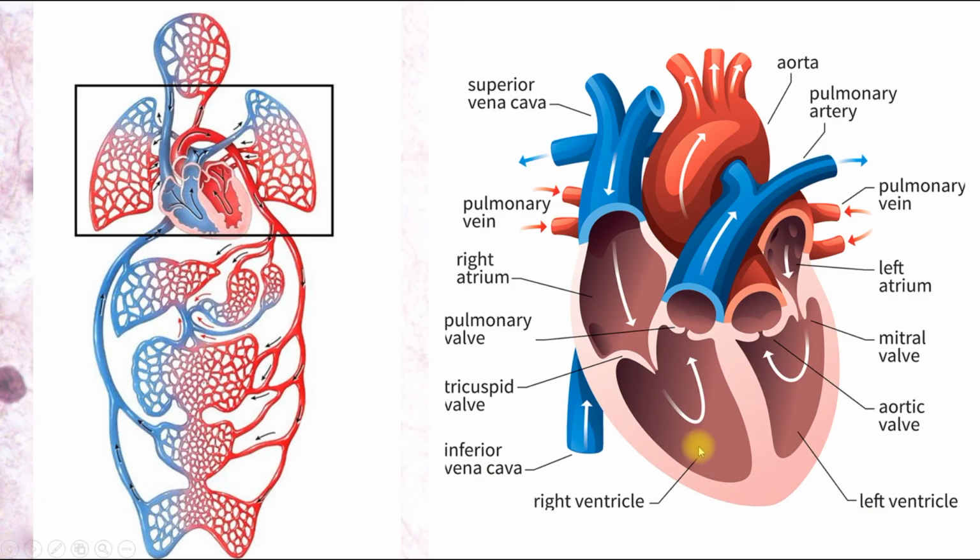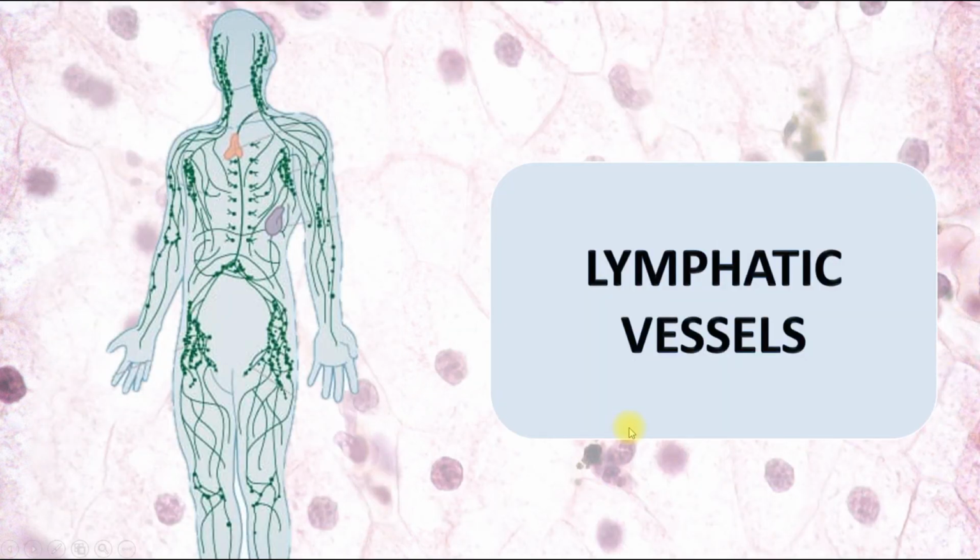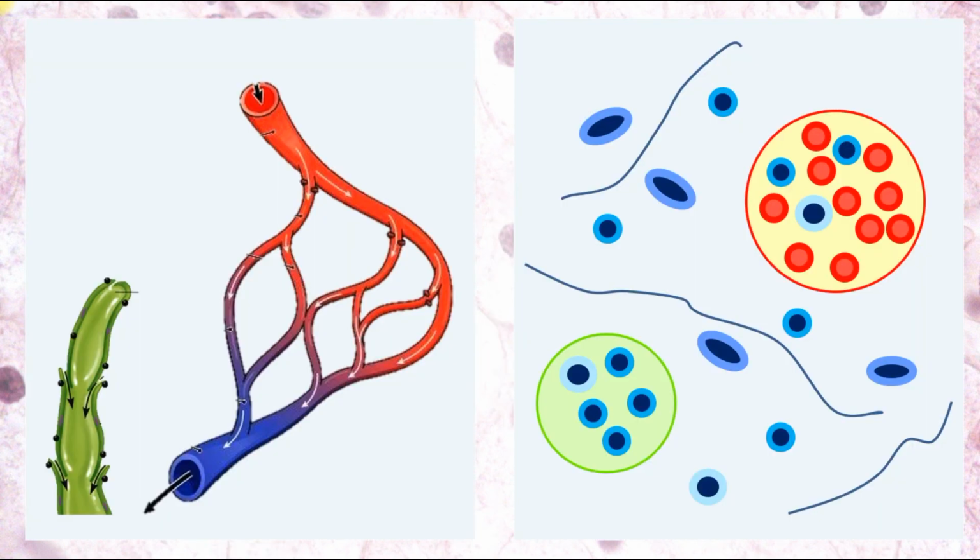So we have discussed structure of heart, structure of blood vessels, and now let's go to the structure of lymphatic vessels. You know that we have two kinds of vessels. We have blood vessels which contain blood, but also we have another fluid tissue which is called lymph. It's very similar to blood, but there are some differences, and lymph is located in lymphatic vessels. So let's look at structure of lymphatic vessels.